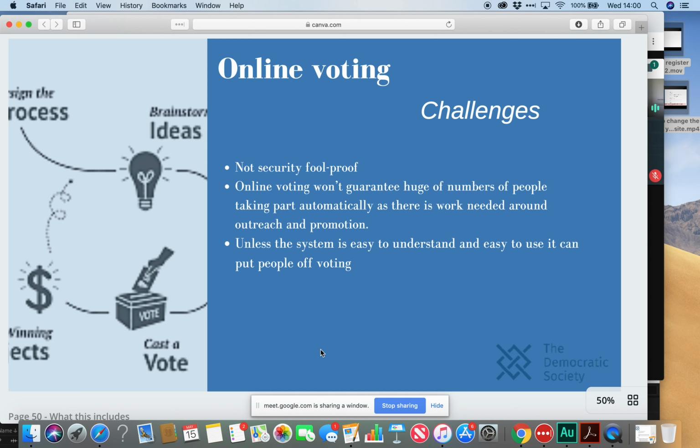However, again, it's a challenge. Online voting, yeah, it's a challenge because you don't want it to affect the level of participation amongst citizens. You want people to participate. Online voting won't guarantee huge numbers of people taking part, especially if there's work needed around outreach and promotion.